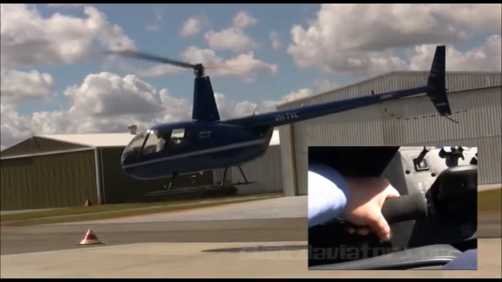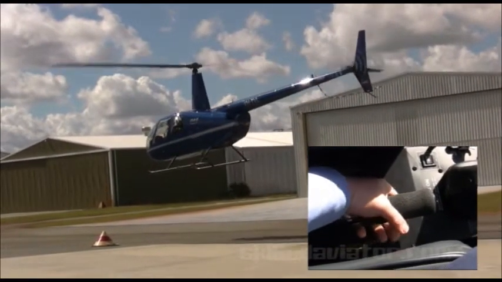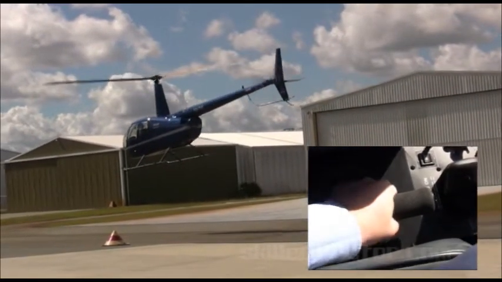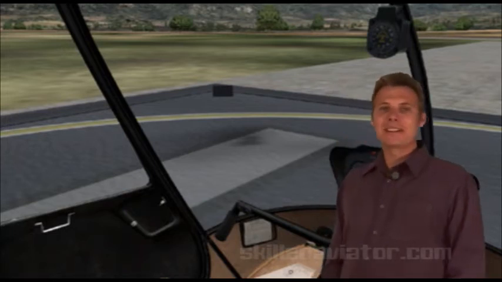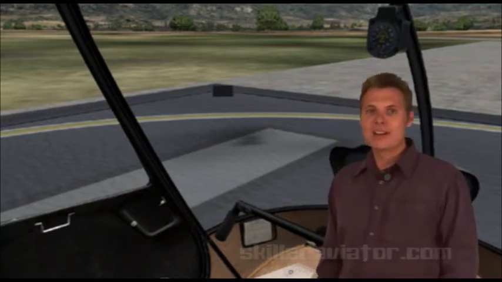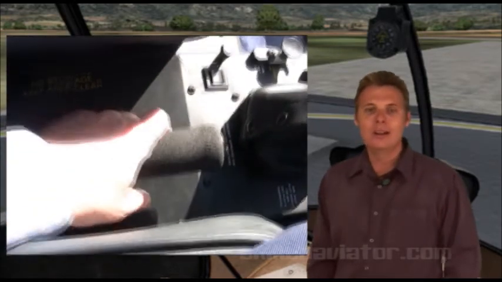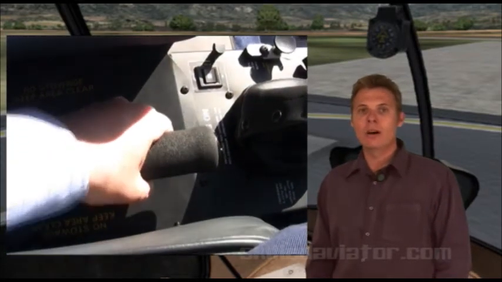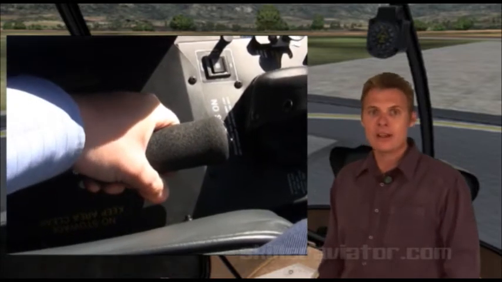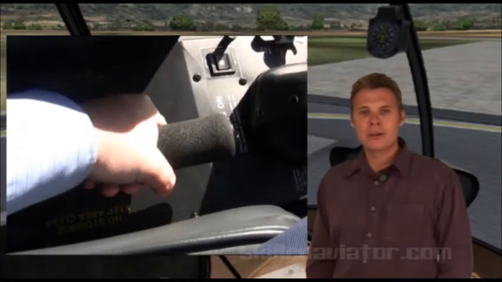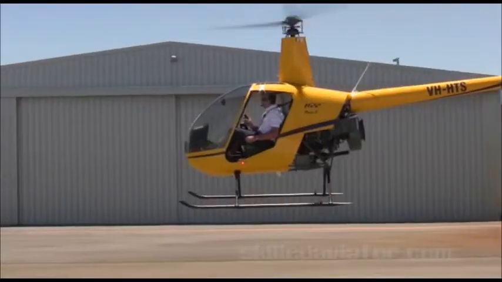Now, one important thing to remember about the throttle is that it rotates backwards. Now, the experienced motorcyclist may have a little trouble with this, as it's opposite to the usual direction of a motorcycle throttle. Now remember, roll the throttle away from you as you look down on it to add power, and towards you to reduce power.